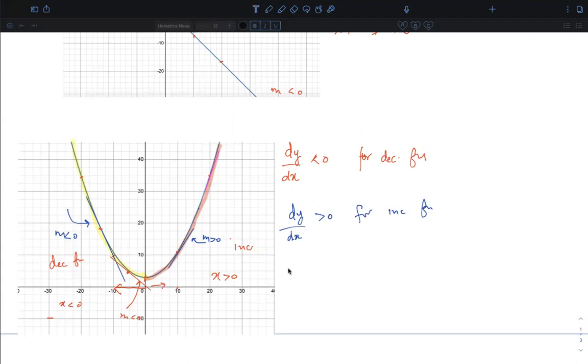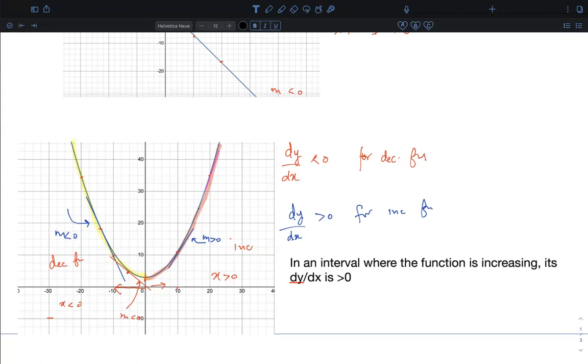Let me write this. In an interval where the function is increasing, its derivative dy dx is positive. And in an interval where the function is decreasing, its derivative dy dx is negative.